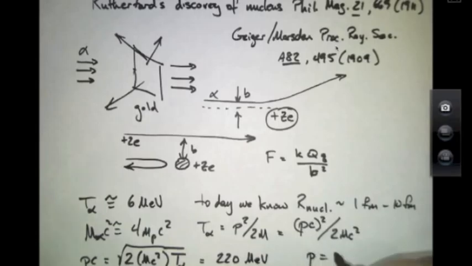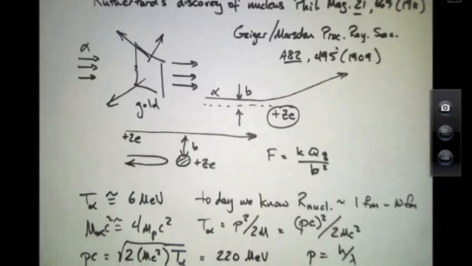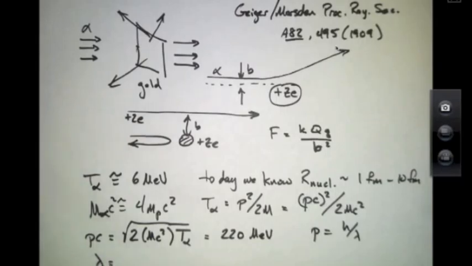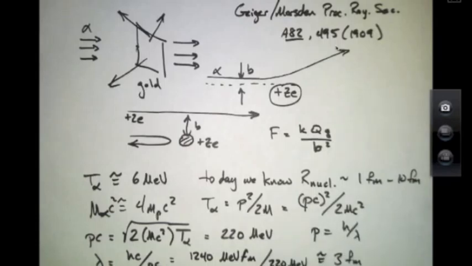And since momentum is h over lambda, in this case lambda is hc over pc. Which is 1240 MeV femtometers divided by 220 MeV, which is about 3 femtometers. Oh, excuse me, 6 femtometers.